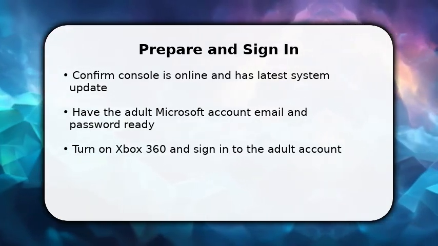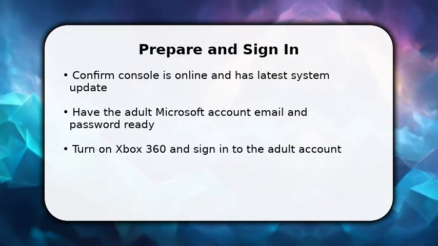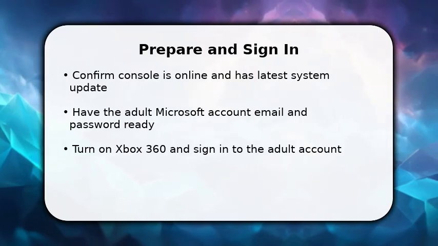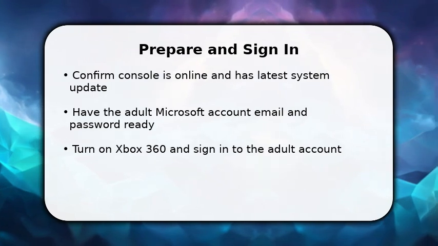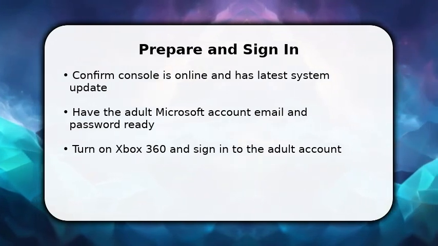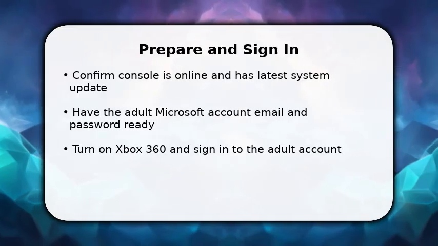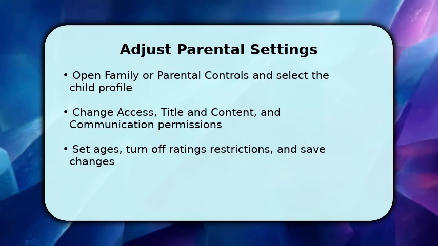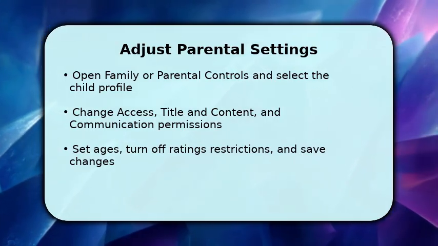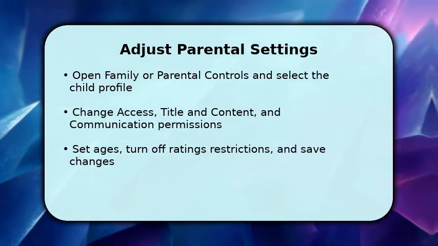If you don't have it, pause and recover the Microsoft account now. This step unlocks permission to alter content, communication, and purchase limits immediately. Once in Parental Controls, select the specific child profile you want to modify. You will see categories like Access to Xbox Live, Title and Content, and Communication.